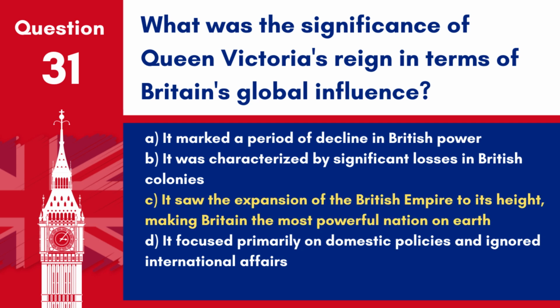Answer: C. It saw the expansion of the British Empire to its height, making Britain the most powerful nation on earth. Queen Victoria's reign, known as the Victorian era, was marked by industrial, cultural, political, scientific, and military changes within the UK, and was also the peak of the British Empire.